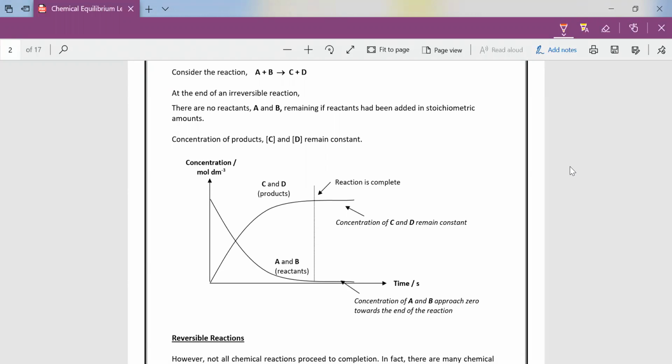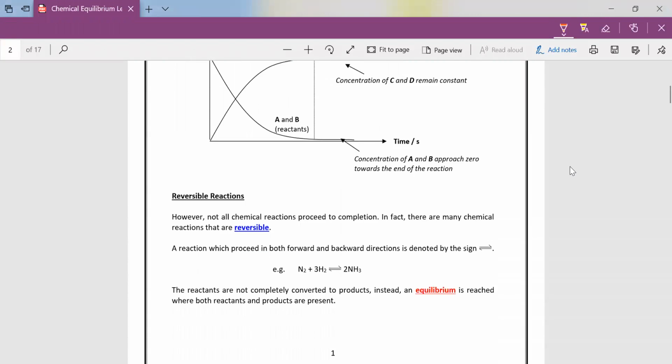So irreversible reactions are quite straightforward. You see these reactions quite a lot, like combustion. You see them around all the time. Once the combustion is finished, basically there's nothing left of your reactants.